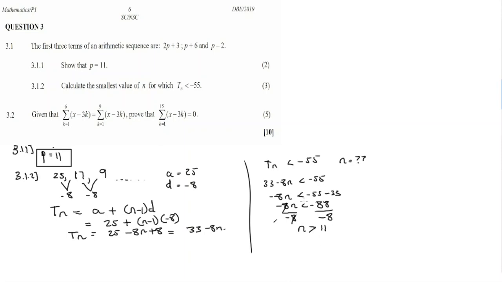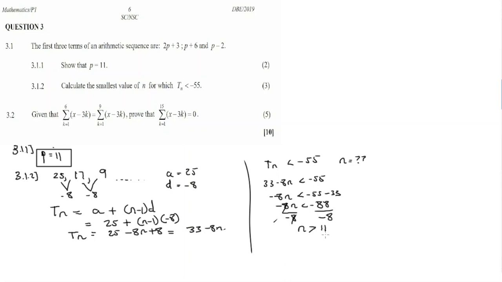11. The inequality sign here changes because we are dividing by a negative sign. So therefore n becomes greater than 11. So the values of n are greater than 11. It can be 12, it can be 13, it can be 15. All of them are greater than 11.